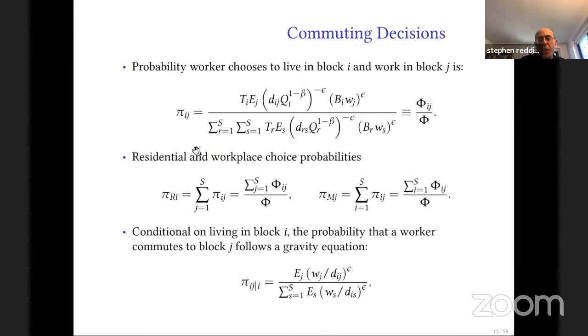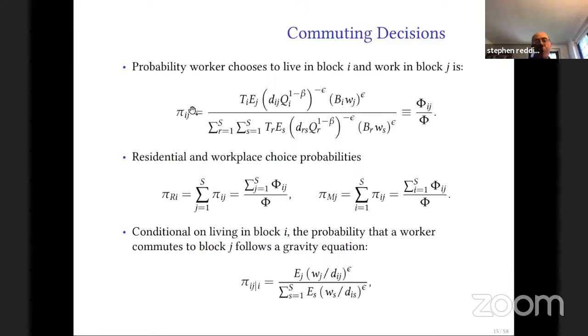Okay. And so if I want to know the total number of people that reside in a particular residence, I can just take these commuting probabilities and sum across the workplaces J. Okay, and then similarly, if I want to know the total number of people who work in a particular workplace J, I can just take these commuting probabilities and sum across the residences I. And I get these expressions down here.